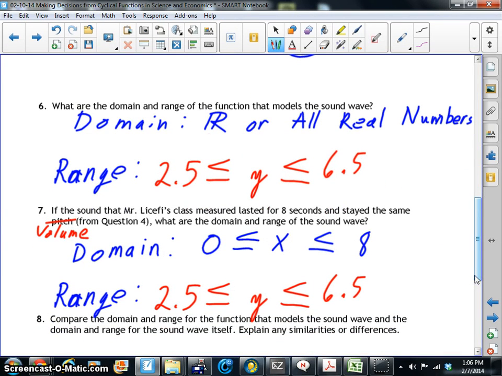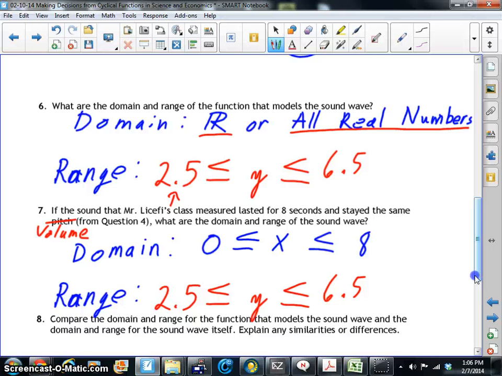Domain is this symbol, which stands for all real numbers, or you can just write all real numbers. Range goes from 2.5 less than or equal to y, because y is in between there, and y is also less than or equal to 6.5. We say equal to because our value of y can be 2.5, and it can also be 6.5.